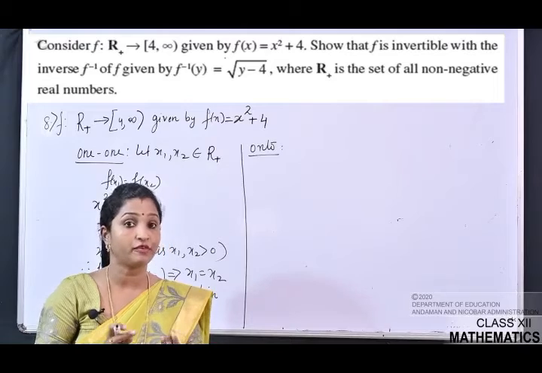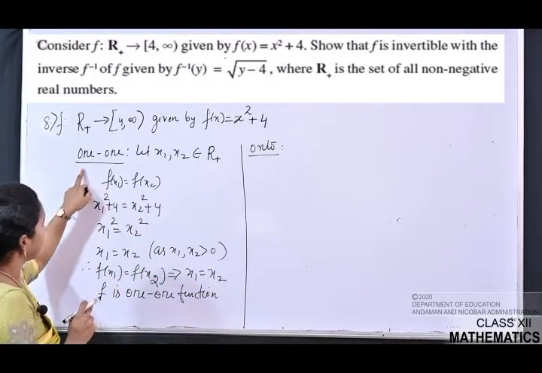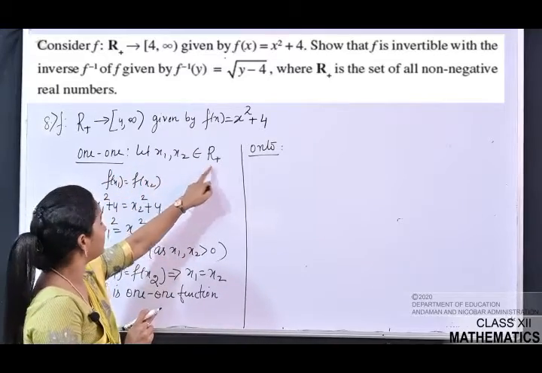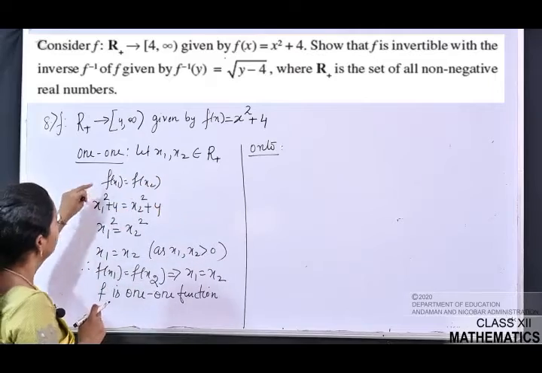Now you have to prove that this function is invertible. That means you have to prove the function to be 1 to 1 and onto. First we will do that. So 1 to 1 के लिए देखिए, let x1 x2 belongs to R plus. We will be taking from the domain R plus, that means positive real numbers.